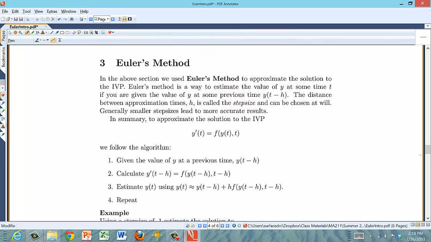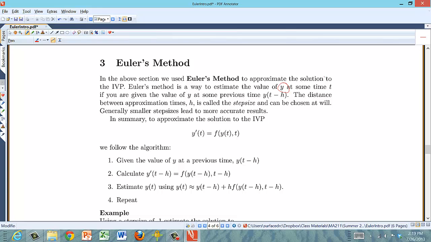What we went through is called Euler's Method to approximate the solution to an initial value problem. Euler's Method is a classic method for doing this. What we're going to do is we're going to be given the value of our solution at a certain time, say at the initial value. So we want to approximate y at some time t. So for instance, I want to approximate y at time point 2, and I know the value of y at some previous time, like 0.